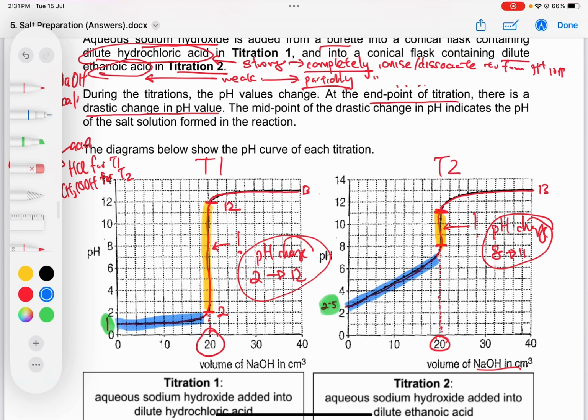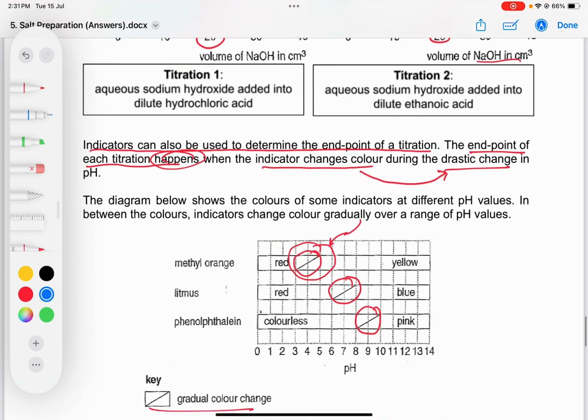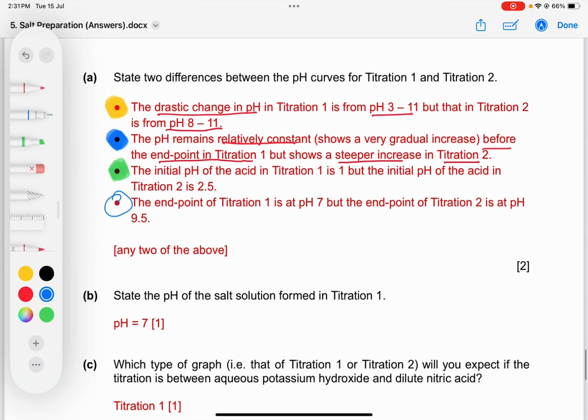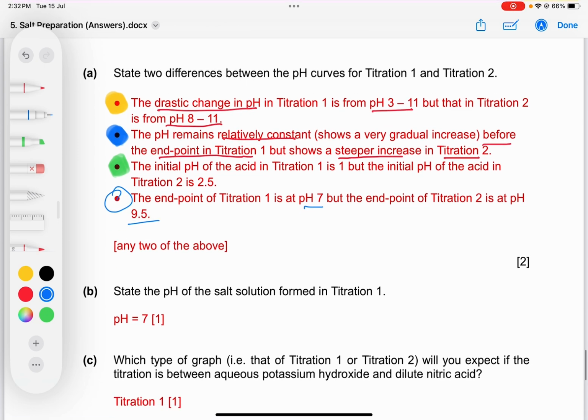Between here to here was the middle point. So that's how you go about determining it. It really is the middle of this whole range here. I think it's here. Then this one will be from here to here, the middle point. That's how they go about finding out this value over here. So what's the pH of the salt solution? It's linked over here. The pH of the salt solution after titration 1 will be pH 7.